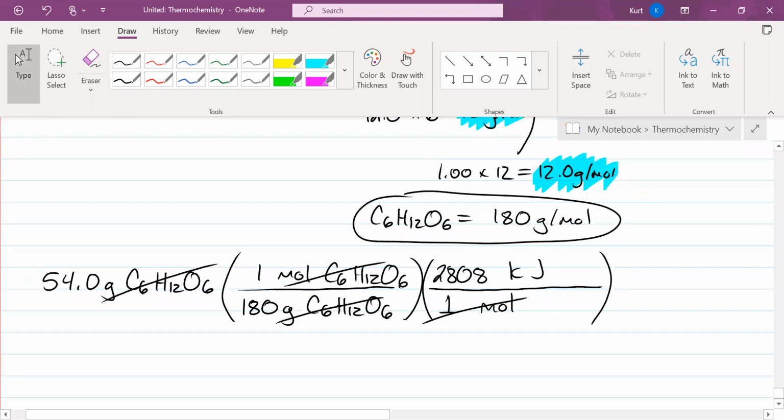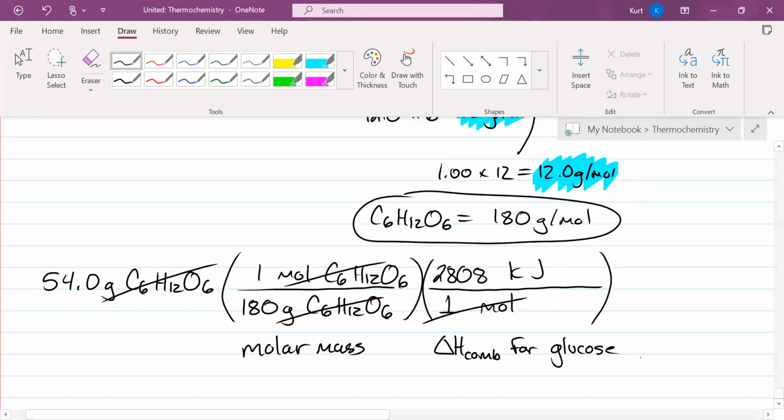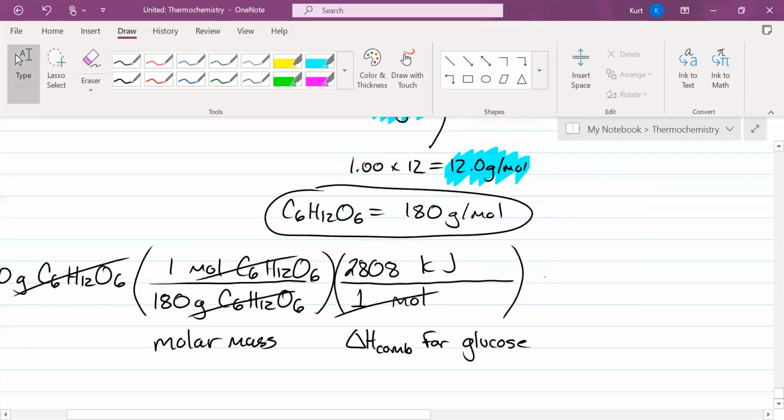So to go over this, this is your molar mass conversion. And this is your enthalpy heat of combustion for glucose. Right there. So let's solve this. 54 divided by 180 times 2808. This is going to equal 842.4 kilojoules.